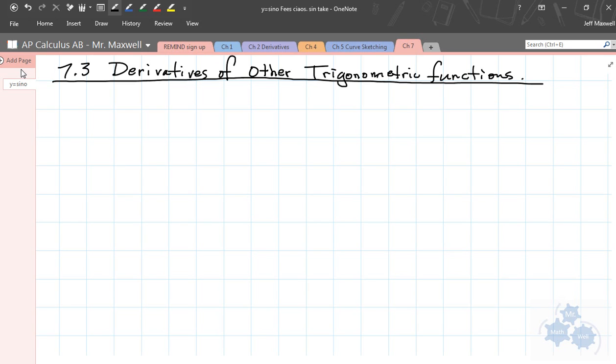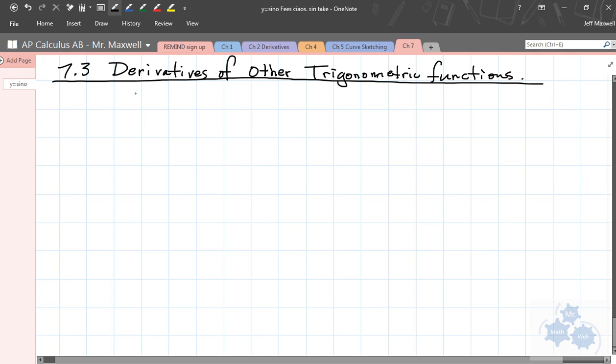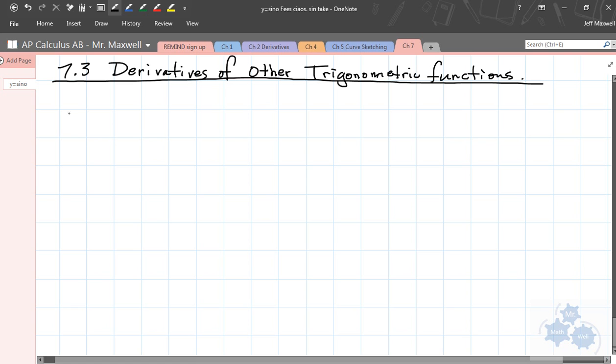All right, this lesson is coming from Chapter 7, Section 3 in your Calculus 30 Red Stewart textbook. For the Calculus 30 course, we're talking about derivatives of other trigonometric functions here today. We just got finished talking about derivatives of sine and cos.